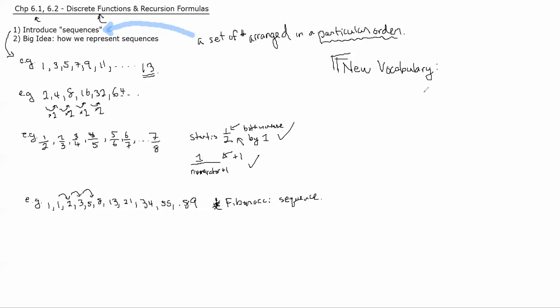To move on into the next part of this lesson, I need to introduce some new vocabulary. First vocab, the word term. Now, the word term you've seen before in polynomials. This is slightly different. In sequences, the definition of a term is a single value or object in a sequence.